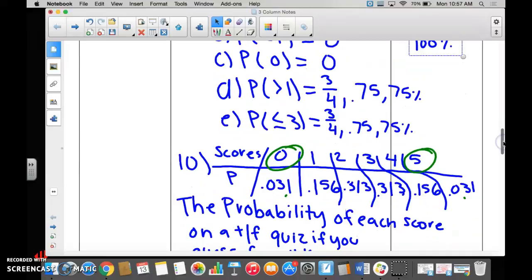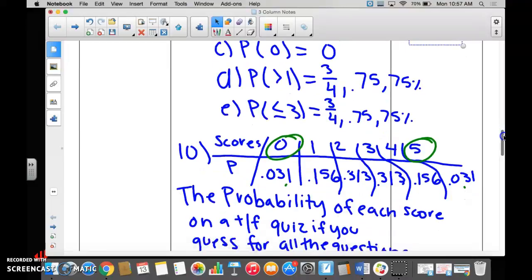All right, and then we talked about the probability of spinning something that was greater than 1, and we got 3/4. How did we figure out that it was 3/4, Ainsley? There's 3 numbers bigger than 1. So you could have gotten a 2, a 3, or a 4. So 3 out of 4 chances.